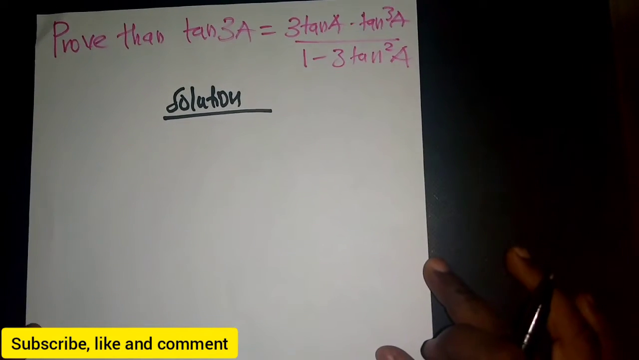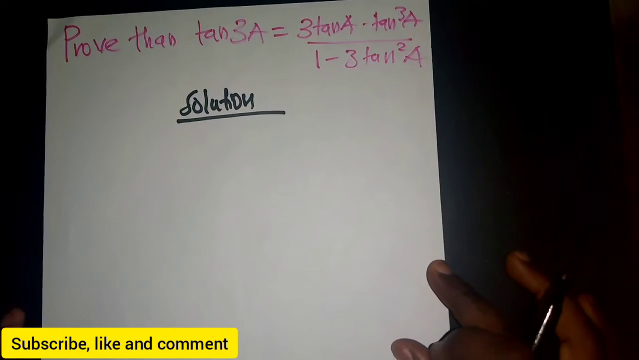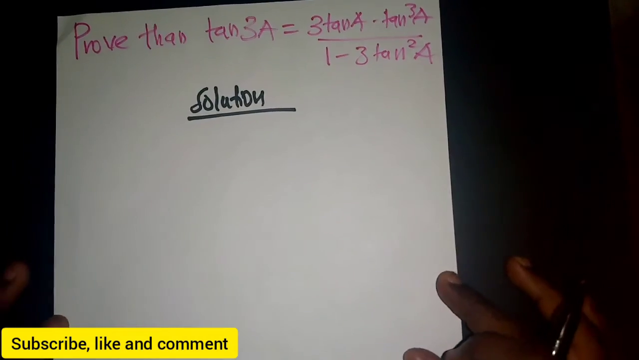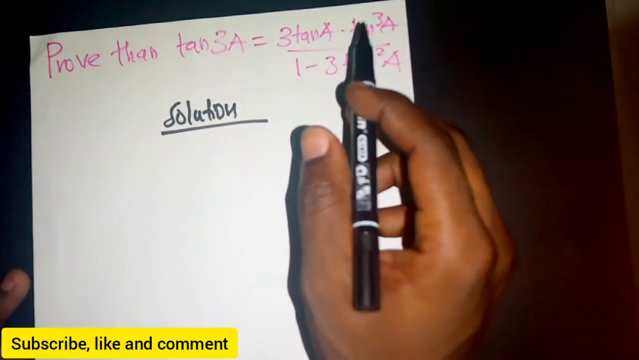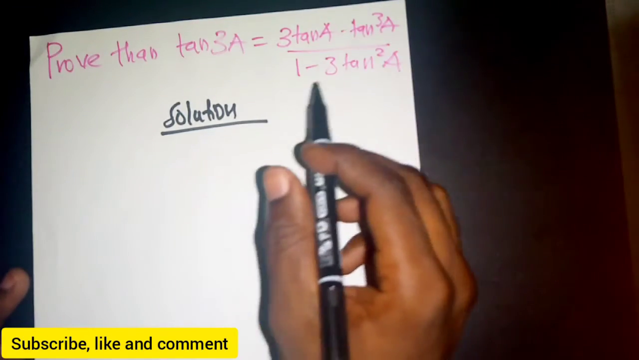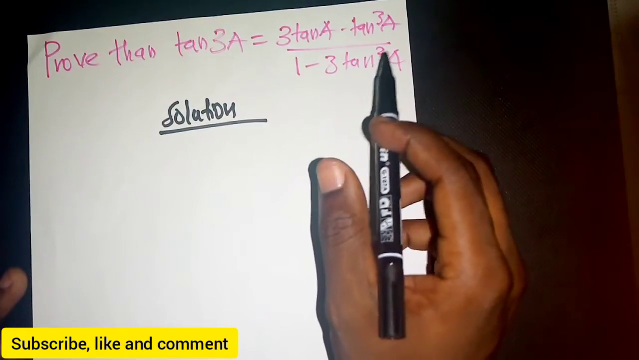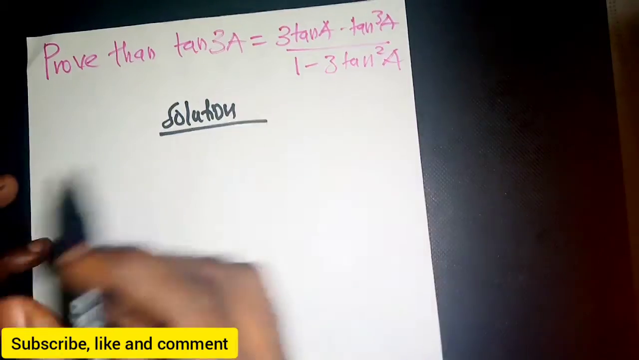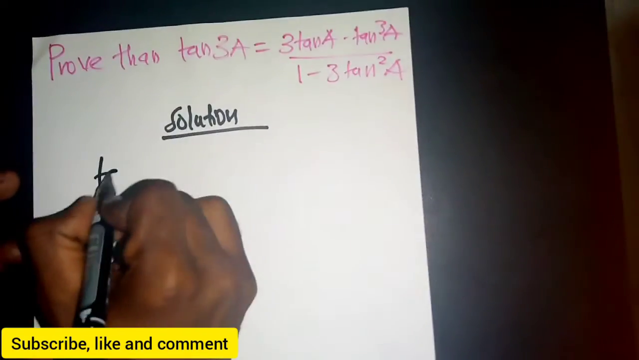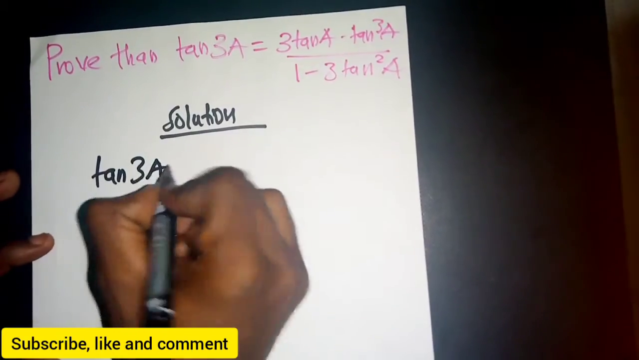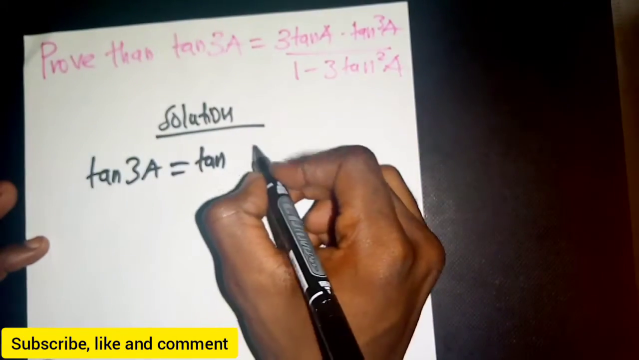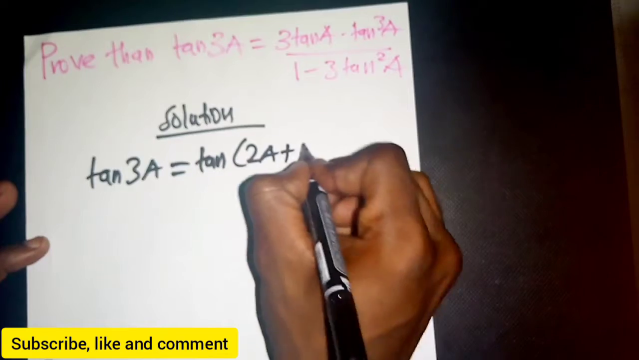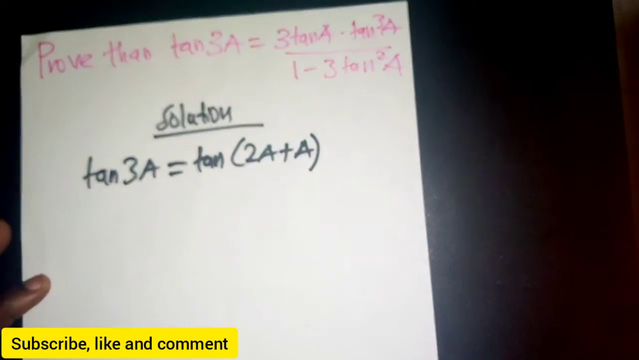Alright, students, welcome once again. We have a trick question here: we have tan 3a being equal to (3 tan a minus tan cube a) all over (1 minus 3 tan squared a), and we have to prove it. So let's take it for instance. If we have tan 3a, now tan 3a can be written as tan of (2a plus a), right?